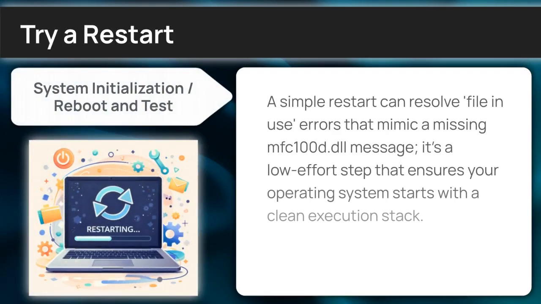A quick system restart is a practical way to ensure that all shared libraries, including Microsoft Foundation Class 100 Debug, are being loaded correctly into the current session's memory.